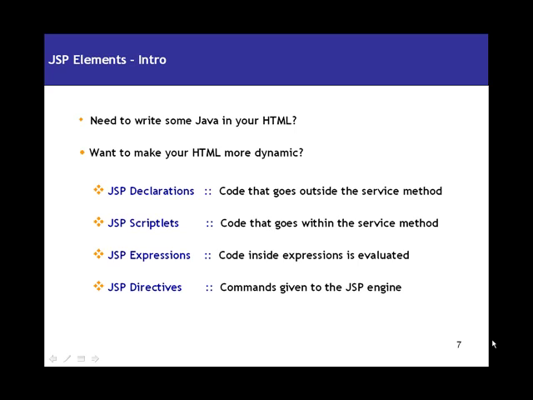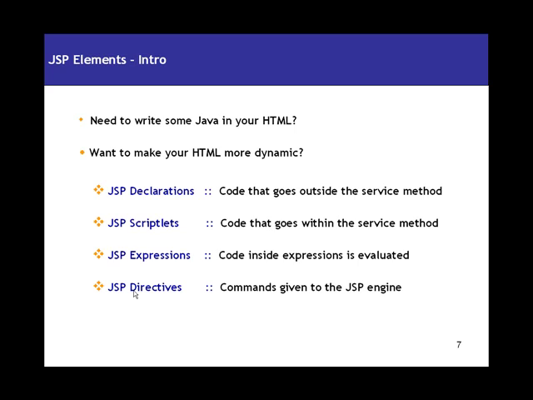So with the introduction of JSP elements, you can put Java code in your static HTML pages, which will make your static pages dynamic web pages, right? So you can build dynamic web pages using JSP elements in your static HTML files, which will make your static HTML file a JSP page, which is a dynamic page, right? So we have got 4 different types of JSP elements: JSP declarations, JSP scriptlets, JSP expressions, and JSP directives.